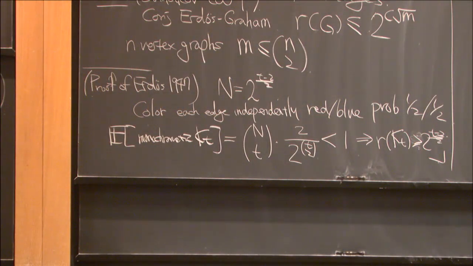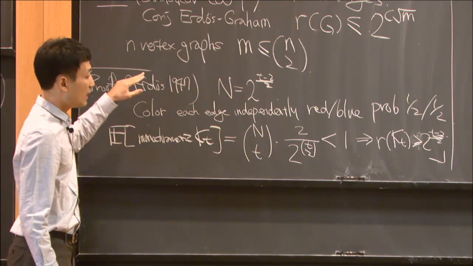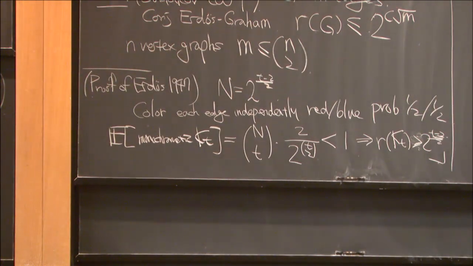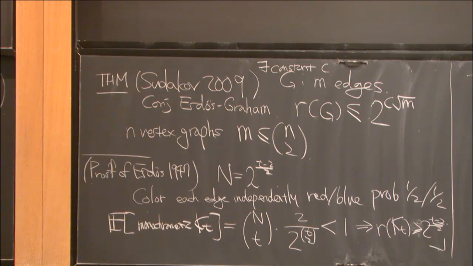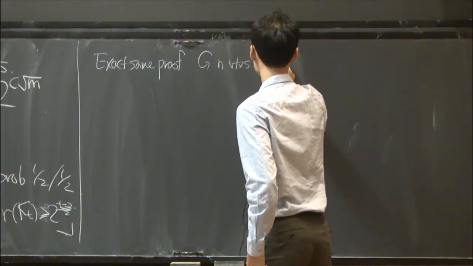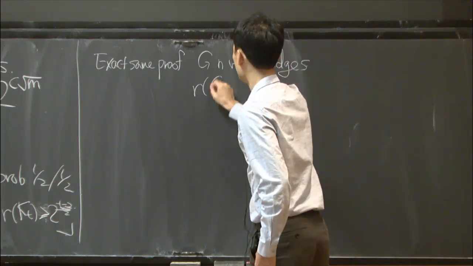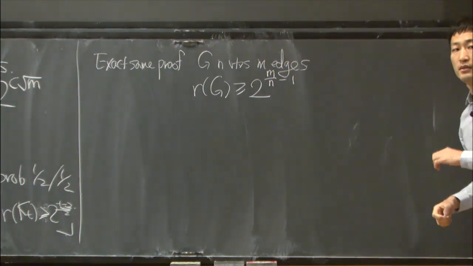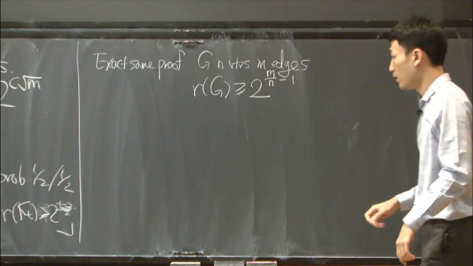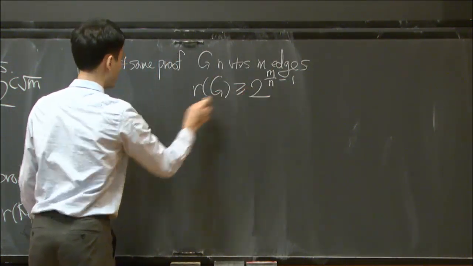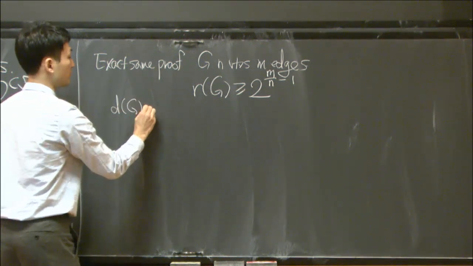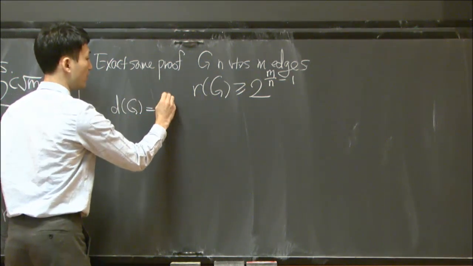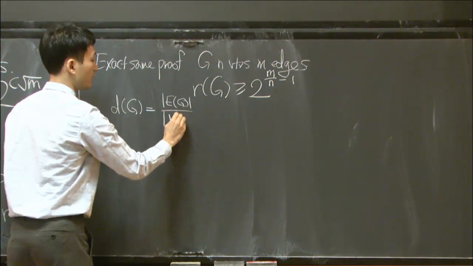You've probably seen this proof before. The reason I mentioned it is that if you follow the exact same proof, you can get the following result. If G has n vertices and m edges, then the Ramsey number of G is at least 2 to the m over n, minus 1. Let me write this quantity as d(G). It's not a standard notation, but I'll use it for today, as the number of edges divided by the number of vertices.